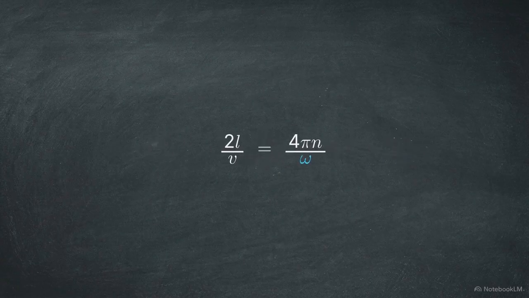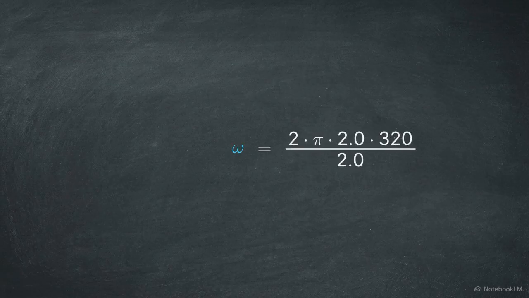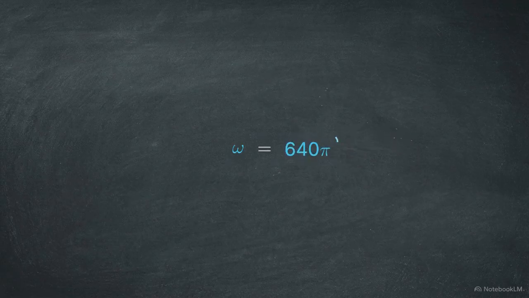Now we solve for our target variable. Rearranging to isolate omega, we find that the final angular velocity equals 2 pi times the turns and the velocity divided by the barrel length. With the algebraic work complete, we plug in our initial values: 2 turns, 320 meters per second, and a 2-meter barrel. The 2-meter barrel length in the denominator cancels out with the 2 in the numerator, leaving us with 640 multiplied by pi.